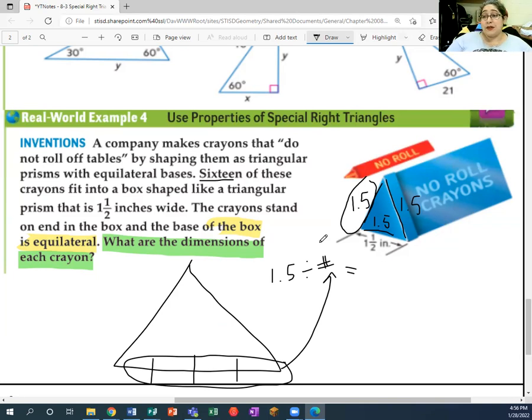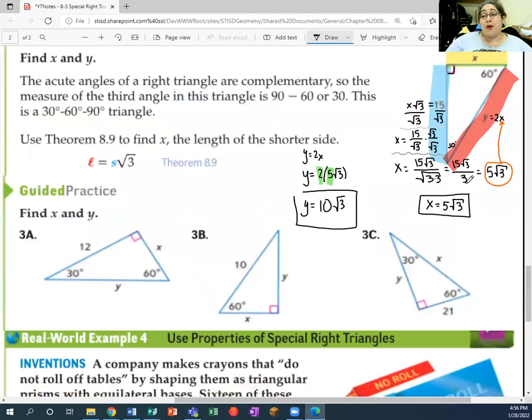That's all there is to special right triangles. The hardest part is dealing with this rationalization that's happening here. Please take some time working on this because it's going to be super important in the upcoming sections.